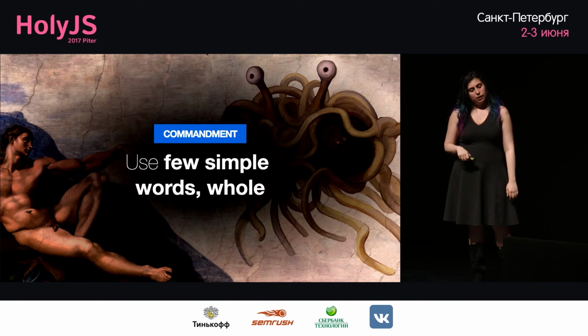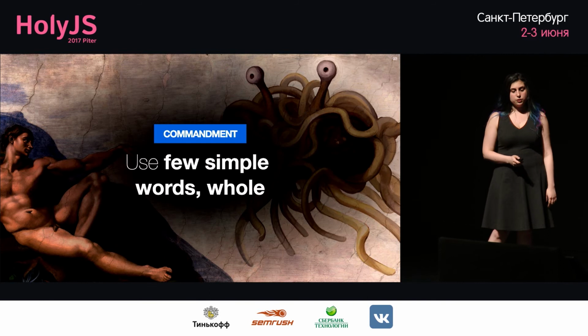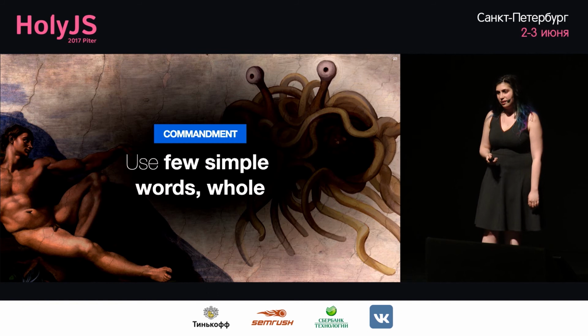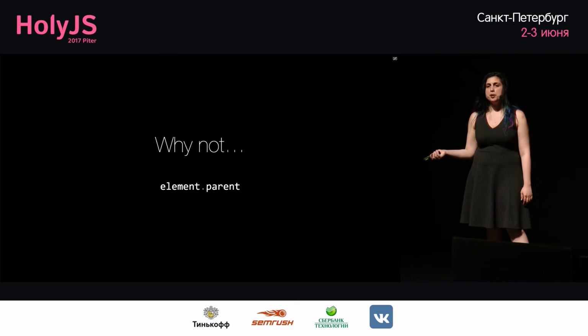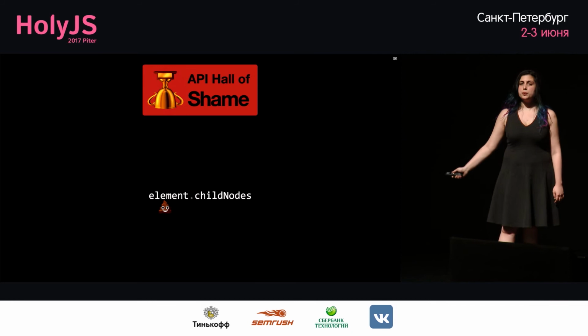Also, I'm sure those of you that have tried to use the vanilla DOM have noticed how it tends to have really long names, really weird names. Like, why parent node? I know we're used to it now, but why parent node? Why couldn't it have been parent? Or even child nodes. Yeah, we're used to it now, but why not children? Yes, I know we already have children, but we didn't back when child nodes was invented.